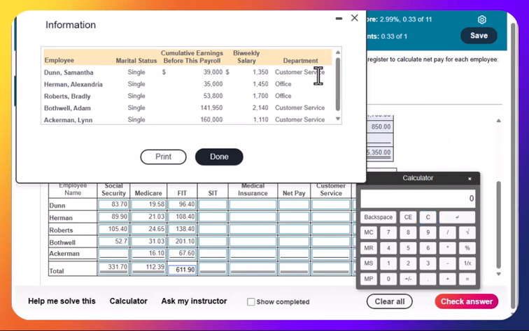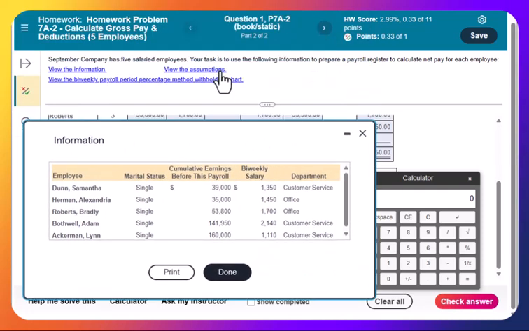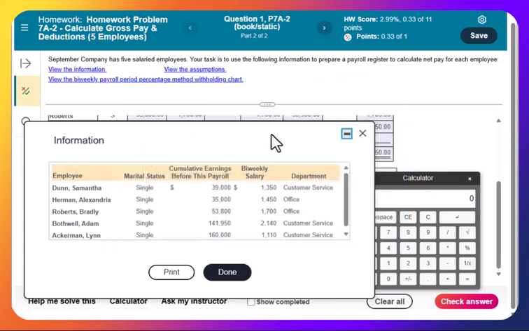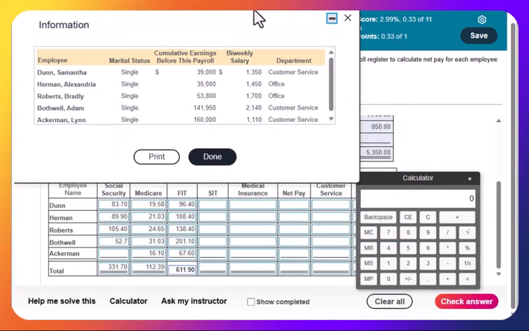So moving on here, we're going to calculate the state income tax, SIT. So remember here, we have our assumptions. And that state income tax is 4% of gross pay. So no limit on that. We can start here by going with Samantha Dunn's biweekly salary of $13.50, and multiplying that by 4%. We'll go ahead and do that for all of these, 4% of each biweekly salary.